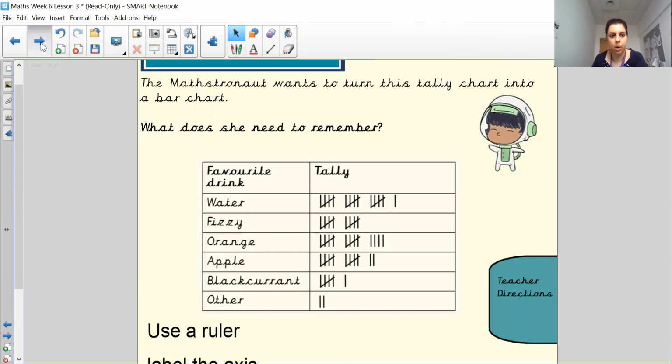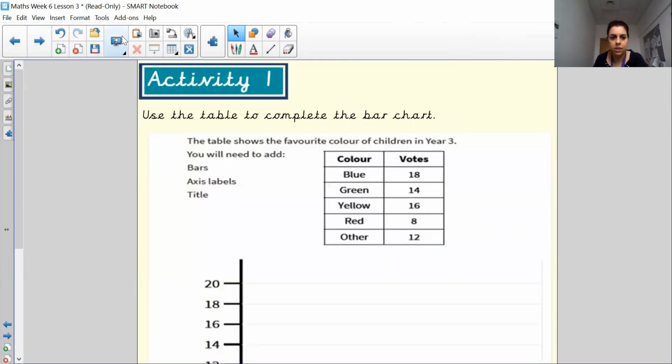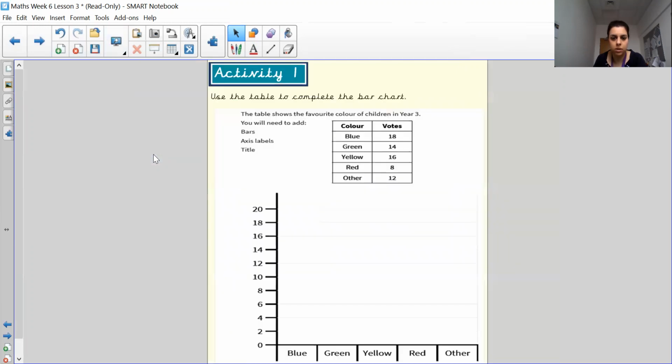Okay, let's keep going. Now, this is your independent task. You're going to choose between activity 1, activity 2, and activity 3. Then you could challenge yourself with the challenge questions. I know some of you found the challenge questions a bit tricky yesterday. So try, and if you aren't able to do them, let me know in the live and we'll go through them together. So activity 1, I'm just going to zoom out for us.